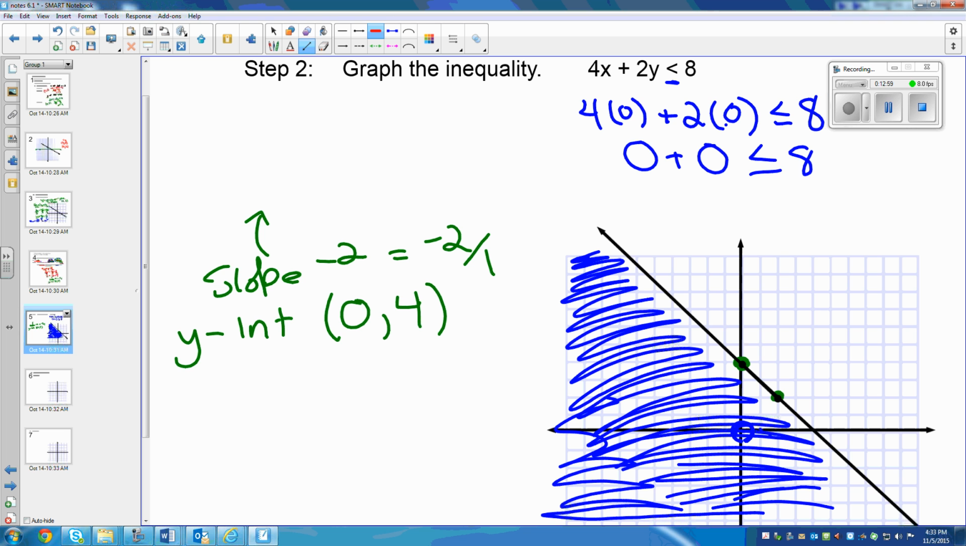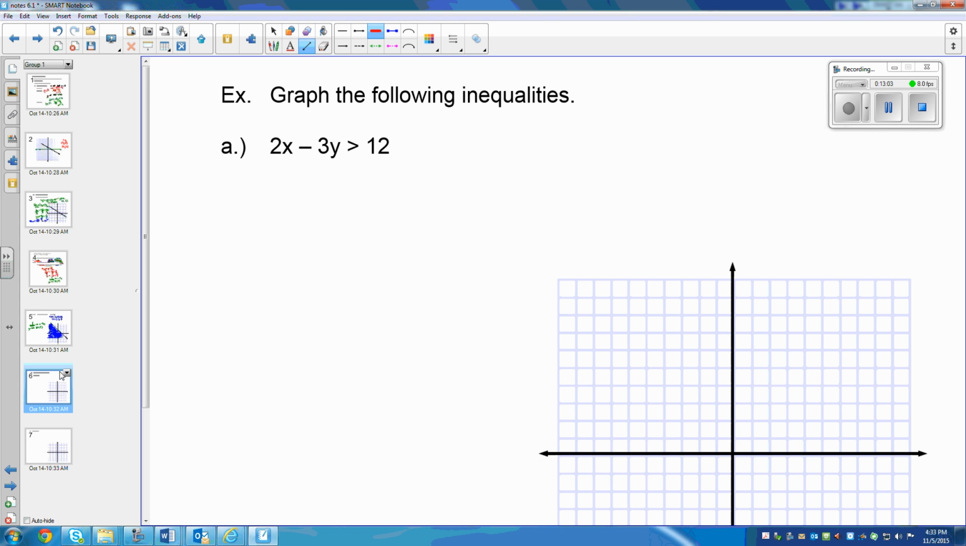Let's look at another question. Graph the following inequality. Now if we look at this, it says 2x minus 3y is greater than 12. Notice there's no equal to, so what kind of line am I drawing? Yeah, you're right. You're going to draw a dotted line because there's no equal to. So dotted line we are drawing.